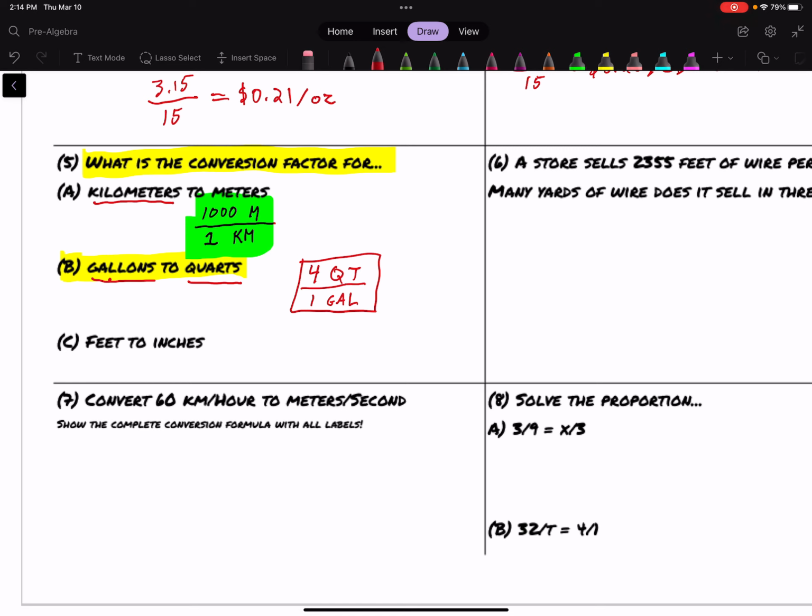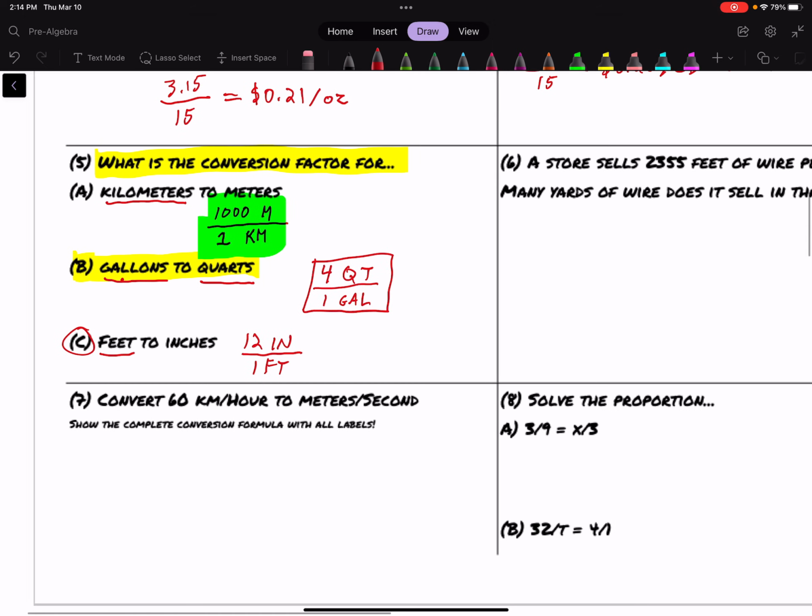And finally, let's do feet to inches. Coming down here to C, feet to inches, we're going to put 1 unit of feet on the bottom, FT. And we all know that there are 12 inches in a foot. That is the conversion factor for feet to inches. All right, that's the end of this video.